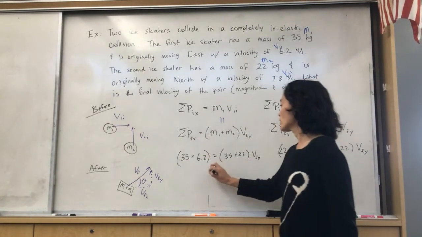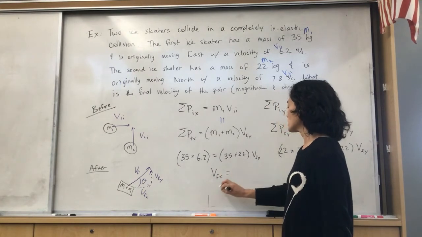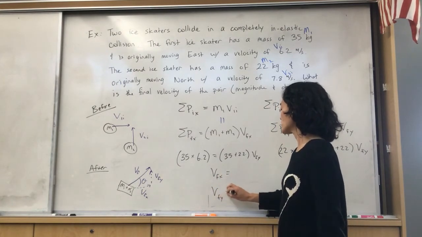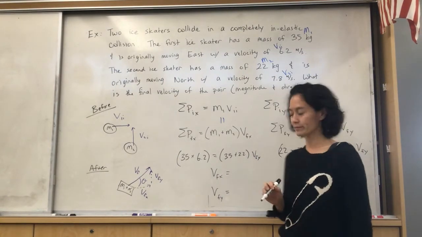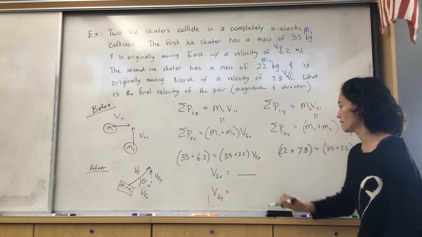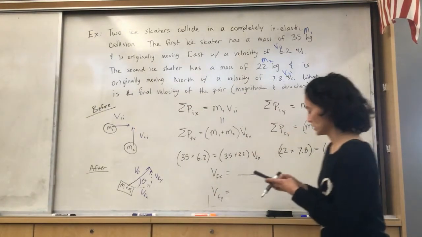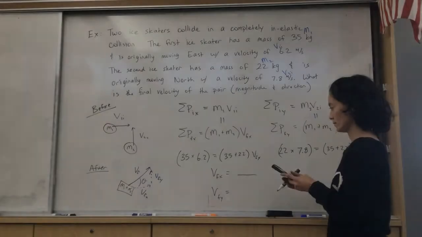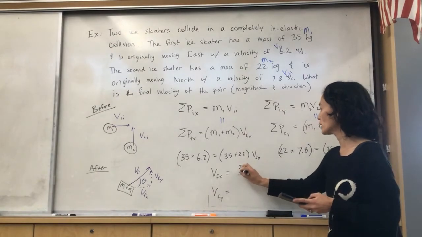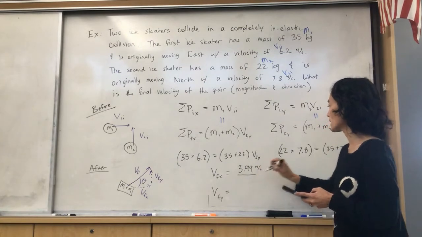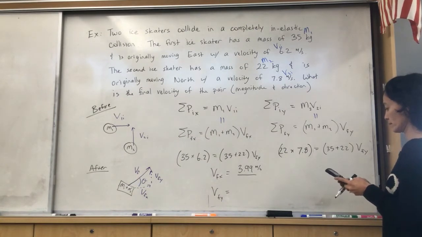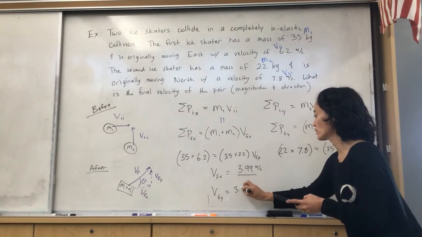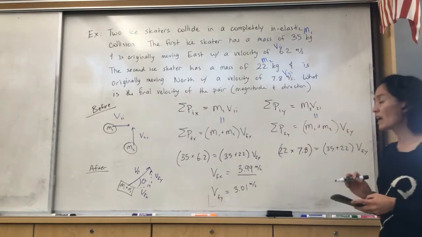Okay, so figure out what v final x is, what v final y is. Pause the video, do the right thing. I don't even know what it is, because I can calculate it. Okay, so my v final x, I get 3.99 meters per second, and then for my v final y, hopefully it won't take me as long, I get 3.01 meters per second, and that's the components.